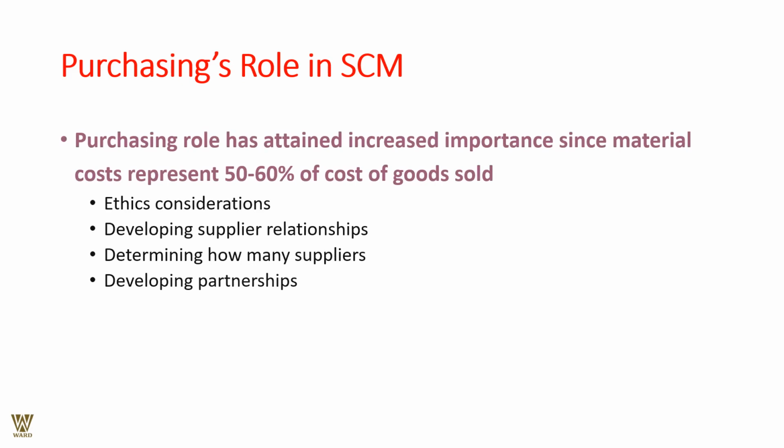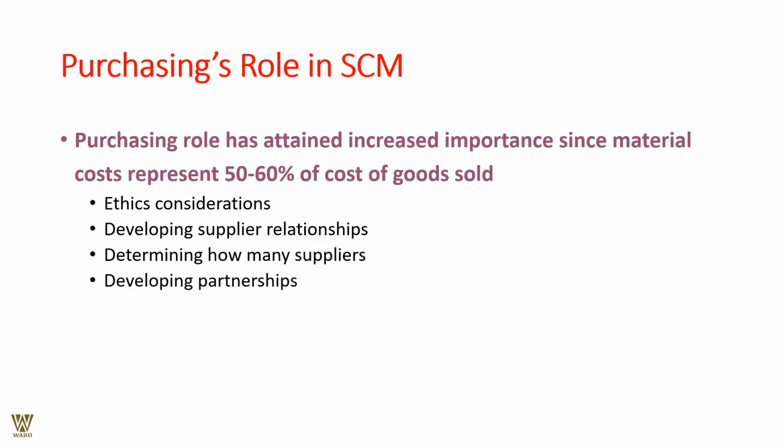Now, the purchasing role of supply chain management. The purchasing role has attained increased importance since material costs represent around 50 to 60% of the cost of goods sold, COGS. Look at it: the raw material, the product itself, costs around 50 to 60% of the cost. Now, what do we do around it? We need to manipulate or cook our profit within the remaining 40 to 50%. Therein, packaging and your supply chain take part. How well can we prune down the cost?